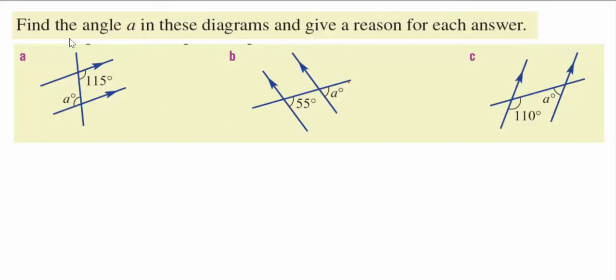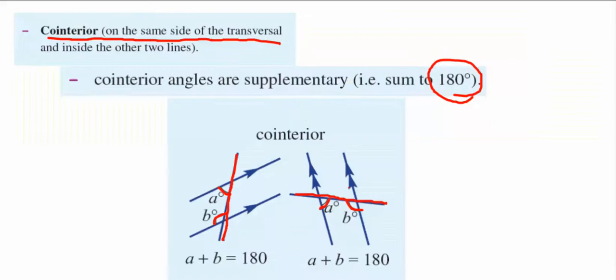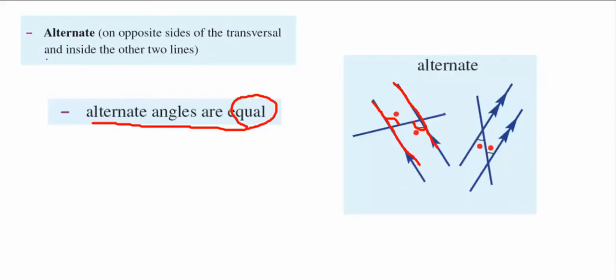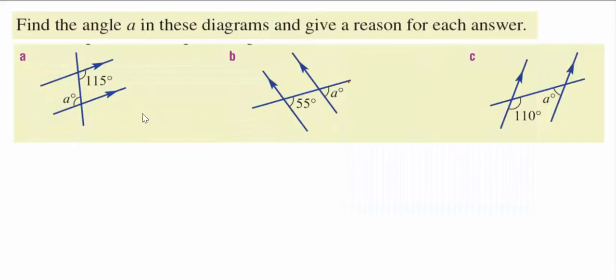Okay, next example, find the angle A in each of these diagrams and give reason for the answer. Using your information back here of your co-interior, alternate and corresponding, you need to give an answer of what each angle is here. And again, you don't get a protractor and measure it.